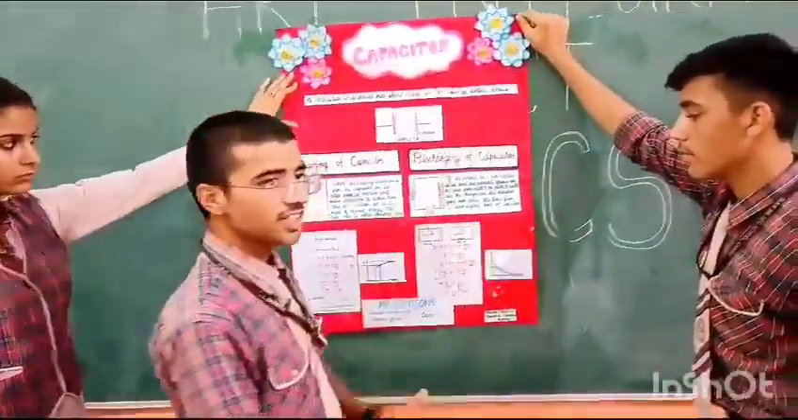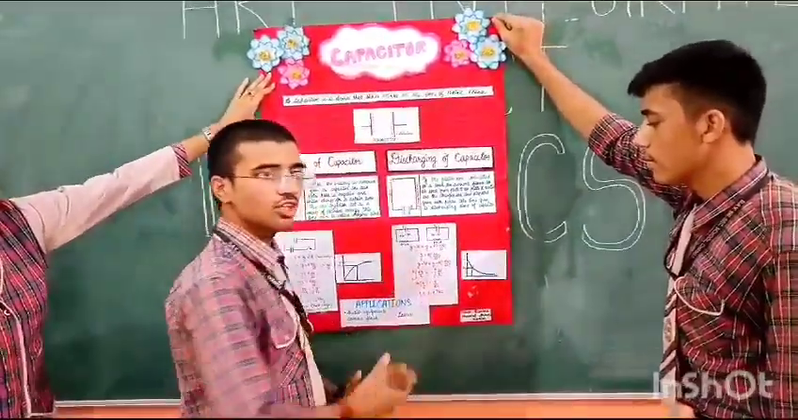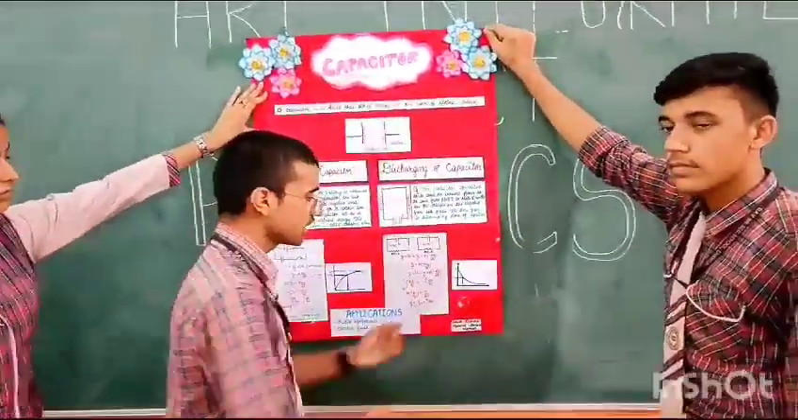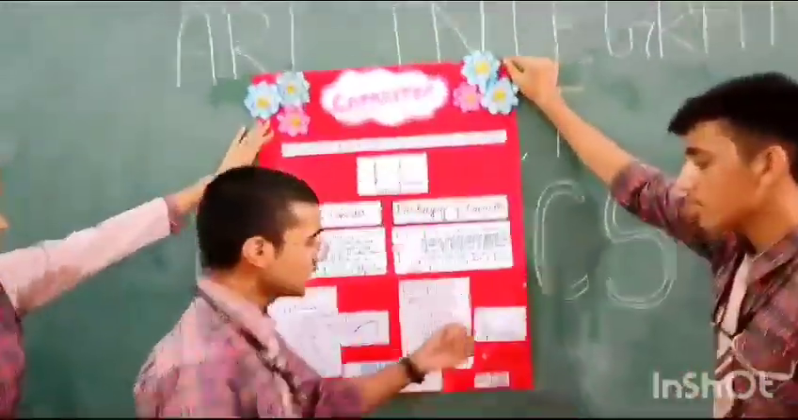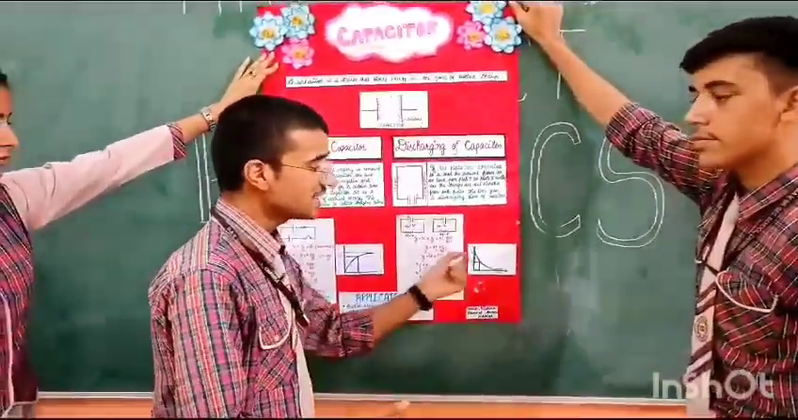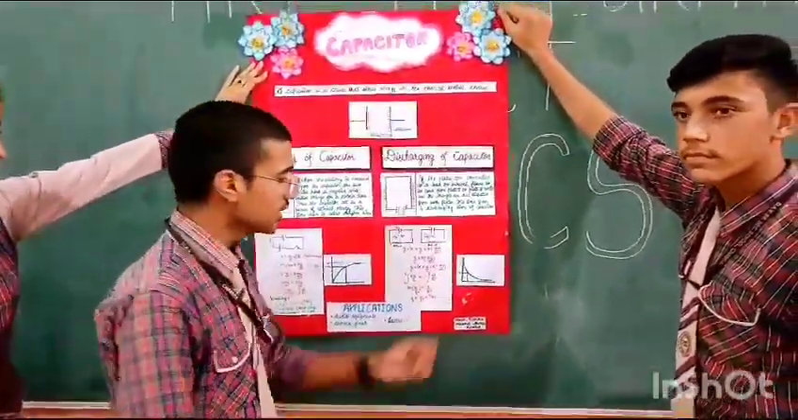And if I talk about discharging of capacitor, here you can see the equation of discharging, which is Q is equal to Q naught e to the power minus t upon RC. And here you can see the graph also, which shows that 37% of discharging was completed in one time period.